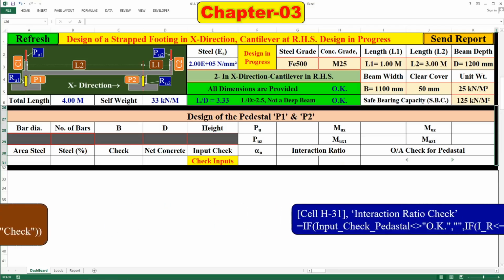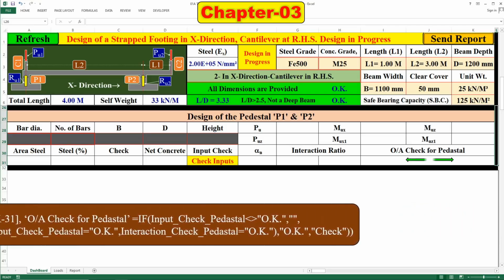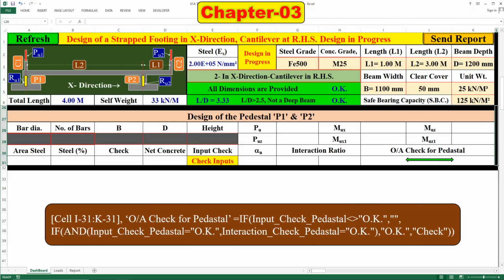Now we are at the last line of Chapter 3 for the dynamic pedestal design. On the screen, it is the formula for the overall check for pedestal design, spanning the merged cells from I31 to K31. The defined name of the cell is pedestal_check. As usual, after verifying input_check_pedestal, if Excel finds it OK, it checks the interaction ratio check. If it finds that OK as well, it will output OK. Otherwise, it will say check.